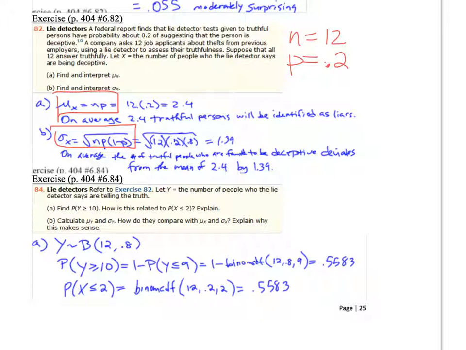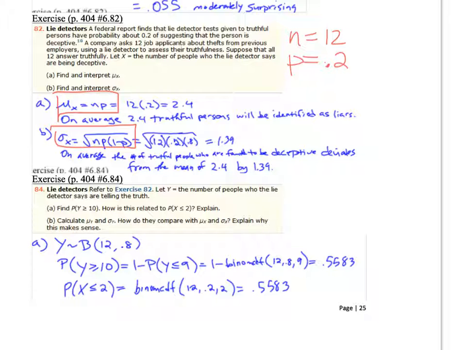Final example about lie detectors. Now we want to find the probability that Y is greater than or equal to 10. To do that, by the complement rule, 10 or more's complement is 9 or fewer. So 1 minus binomial CDF of 12, 0.8, and 9. So we have 0.5583. Notice that they changed the situation for us. They changed it to truth-telling. So if 20% are being deceptive, 80% are being truthful.